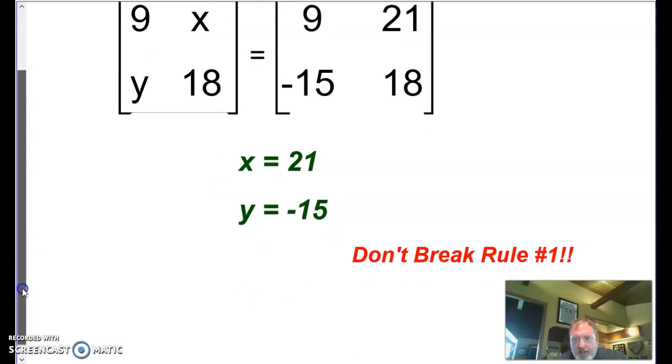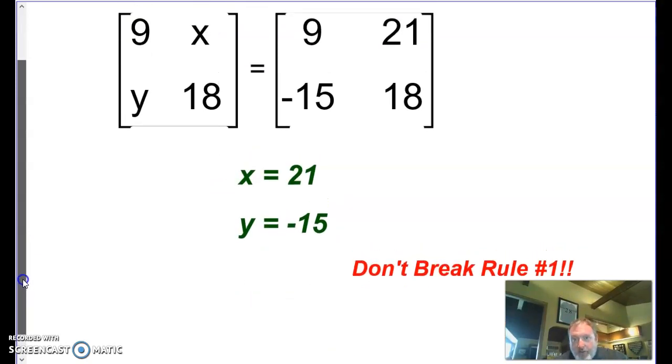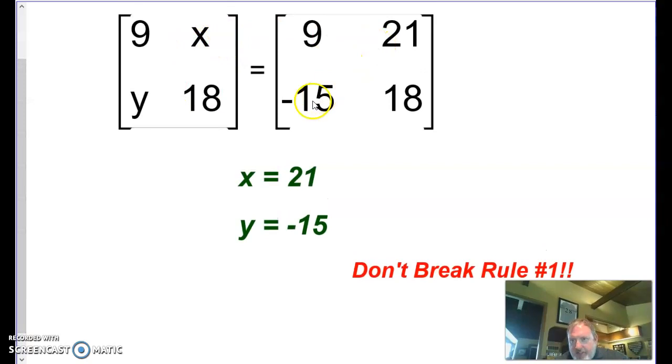And again, you can see it's kind of hiding there. Don't break rule number 1. So this problem here is designed to be that simple. So if this matrix equals this one, which is what it says, then x has to be 21, y has to be negative 15. Our last example is going to be similar to this, just a little bit more complicated, but same idea.